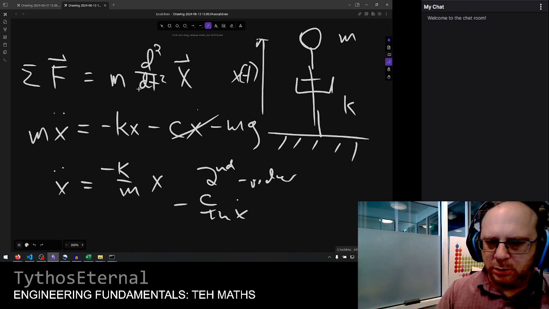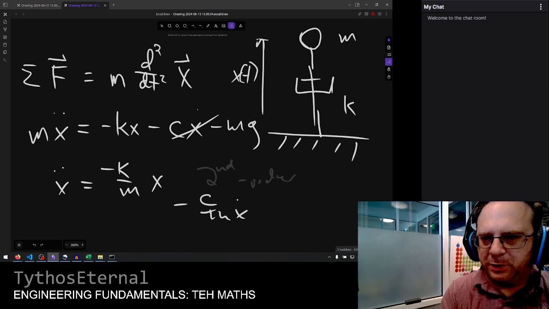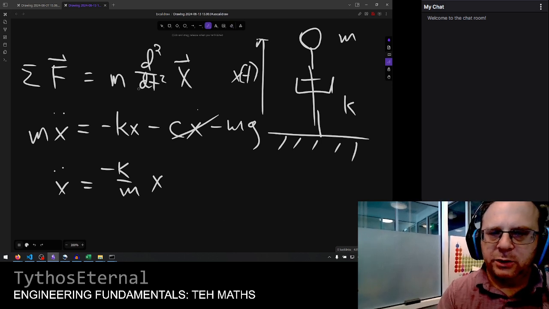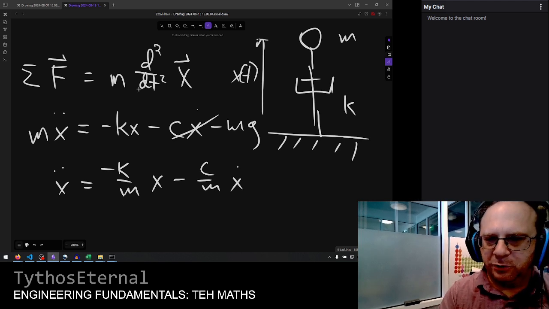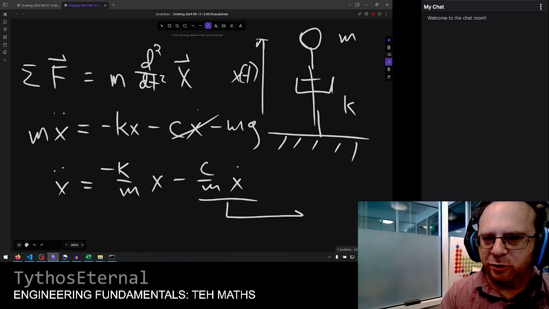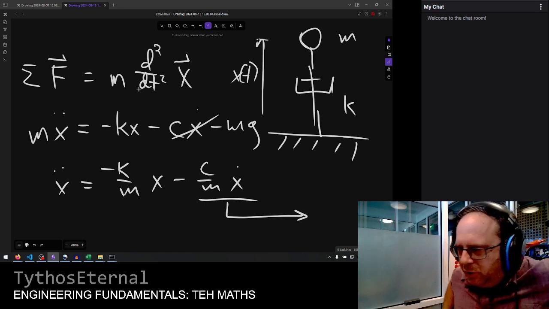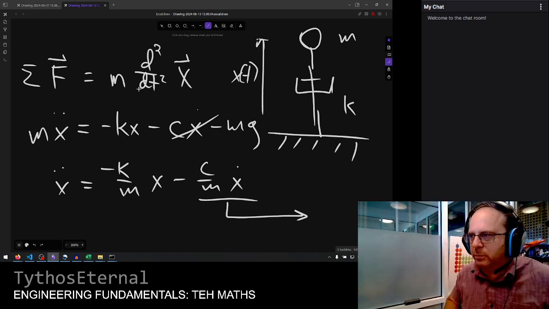In particular, one of the key concepts here with respect to engineering dynamics is this idea of damping, because this is energy loss, right? This is how energy is actually bled from the system.